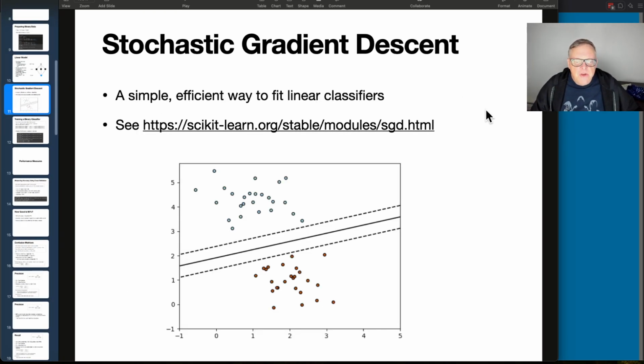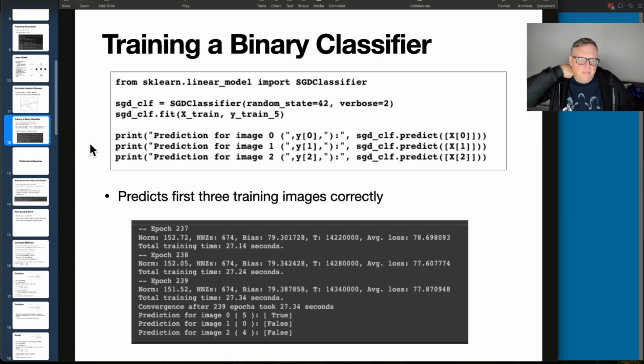All right, and so we do stochastic gradient descent, which is a simple way to fit classifiers. I don't think that's actually the right figure. That's an SVD, a single line vector. We'll talk about that later. Anyway, we're going to train a binary classifier here.